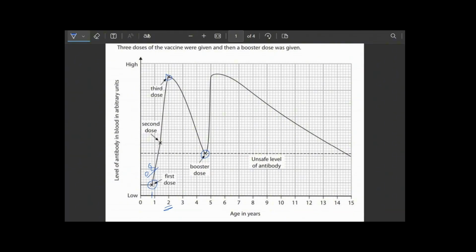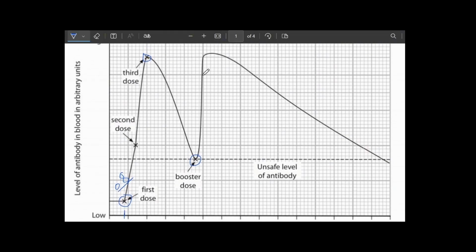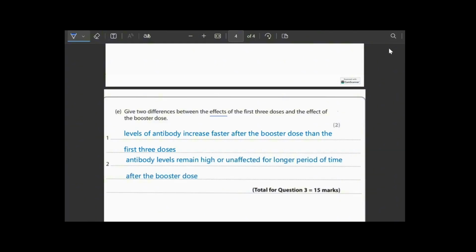If you clearly see this graph, the first point can be that the antibody increase is much greater for the booster dose than the normal 3 doses. So here we can write down that the levels of antibody increase faster after the booster dose than the first 3 doses. And the last point says that antibody levels can remain high or unaffected for a longer period of time after the booster dose.